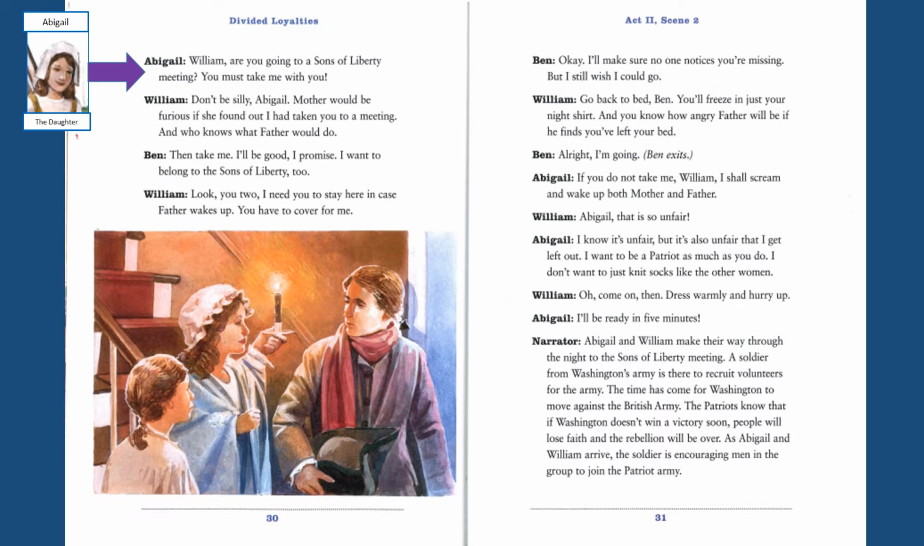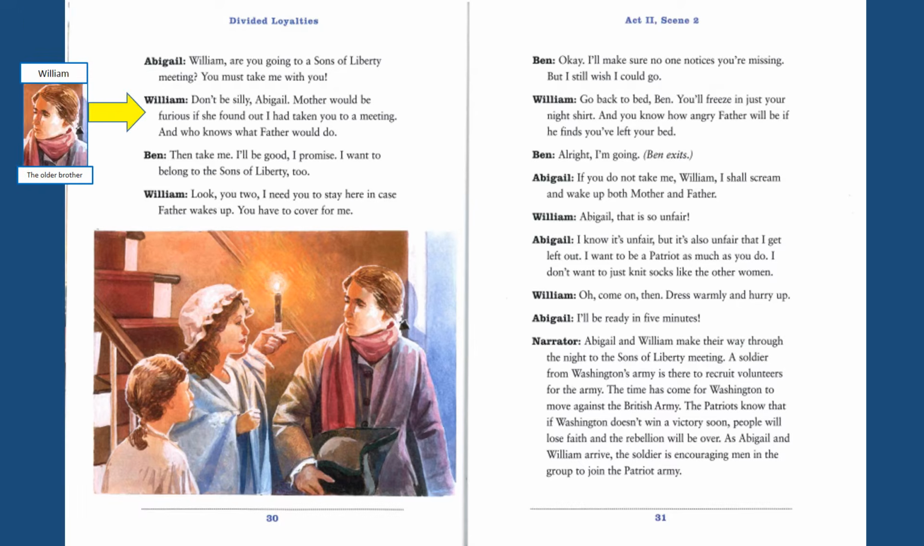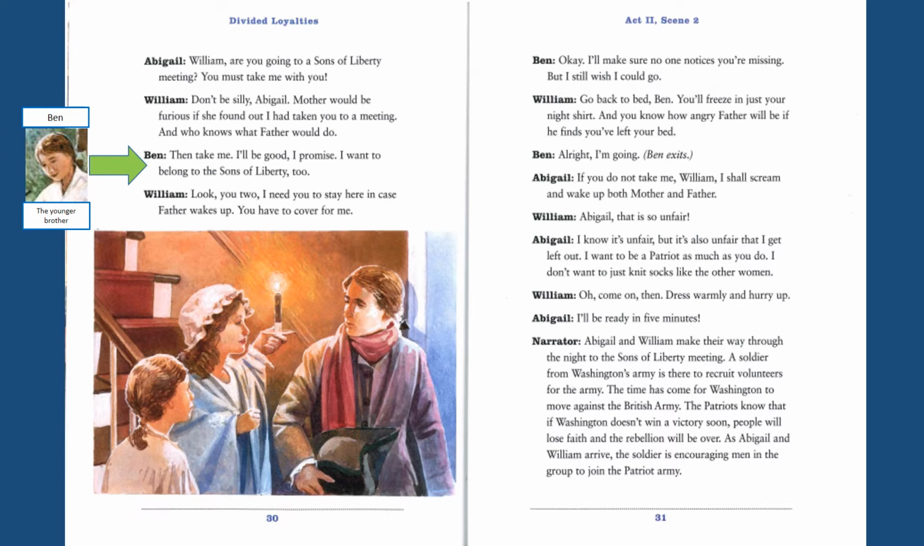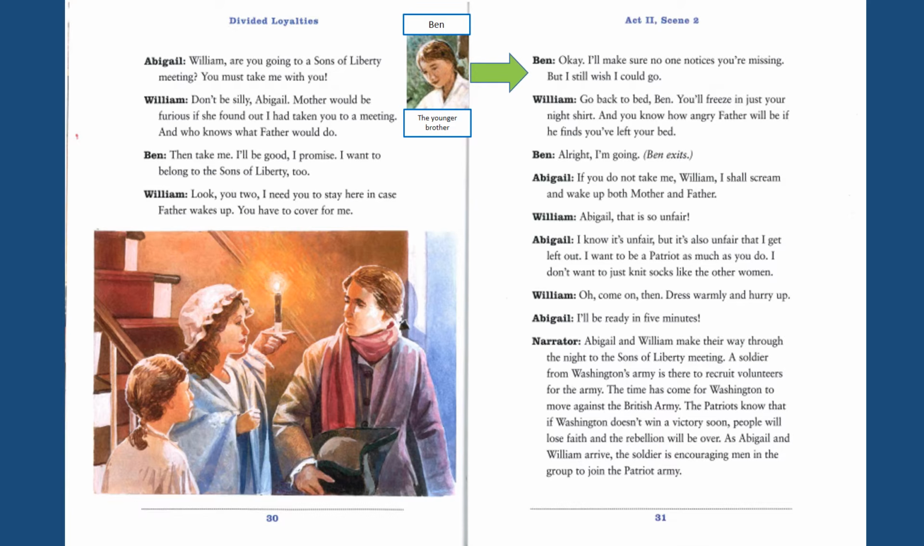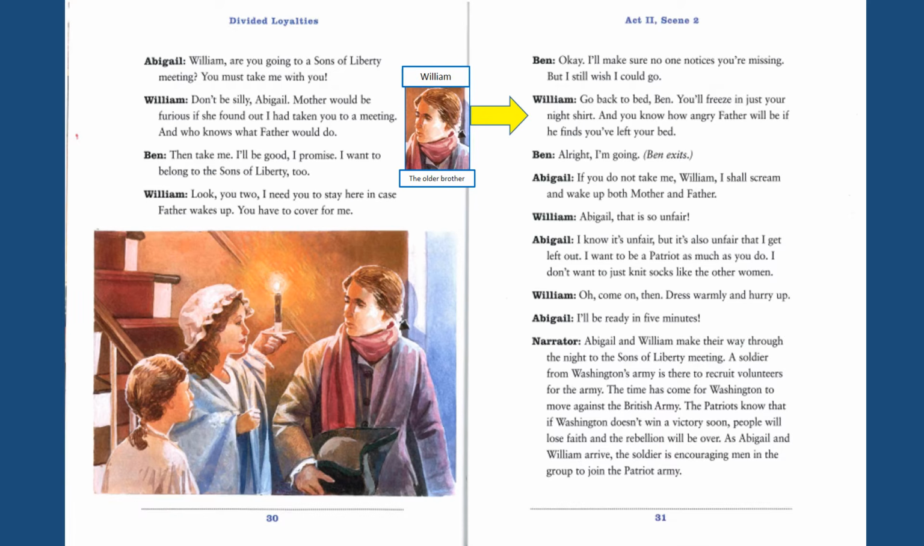William, are you going to a Sons of Liberty meeting? You must take me with you. Don't be silly, Abigail. Mother would be furious if she found out I'd taken you to a meeting, and who knows what Father would do. Then take me. I'll be good, I promise. I want to belong to the Sons of Liberty, too. Look, you two, I need you to stay here in case Father wakes up. You have to cover for me. Okay, I'll make sure no one notices you're missing, but I still wish I could go.